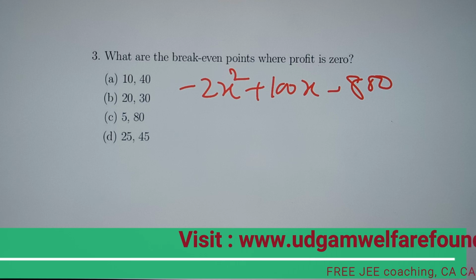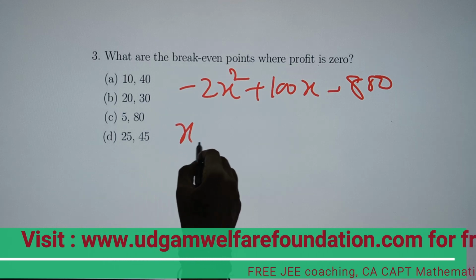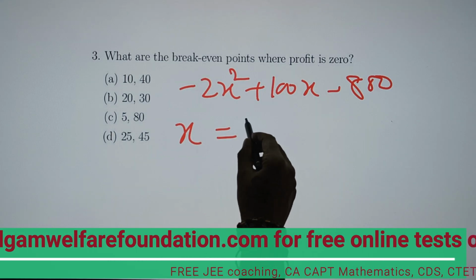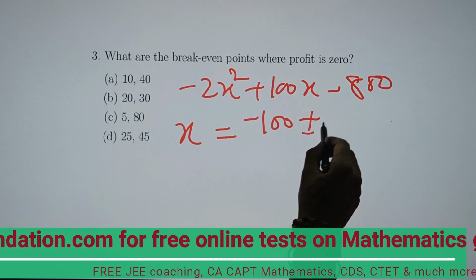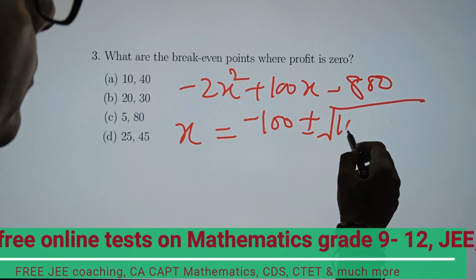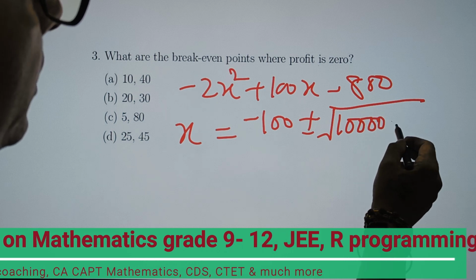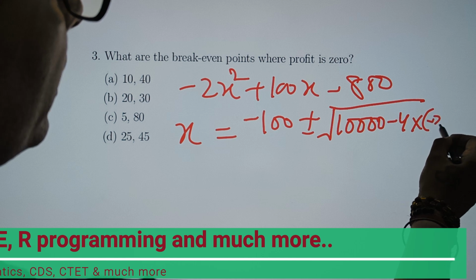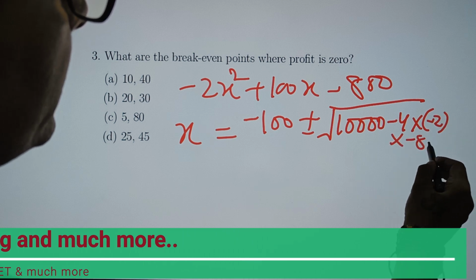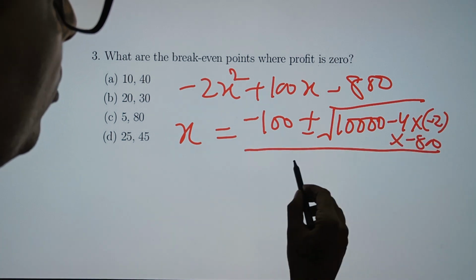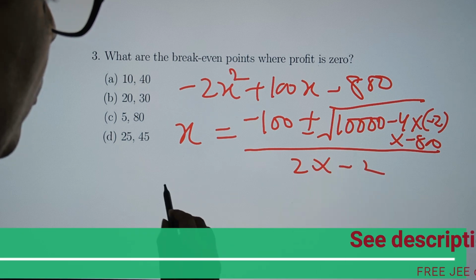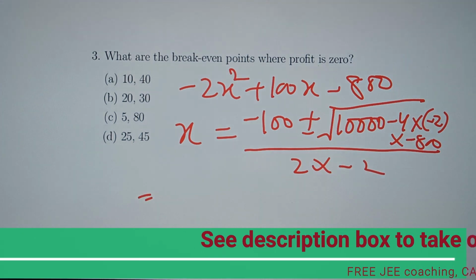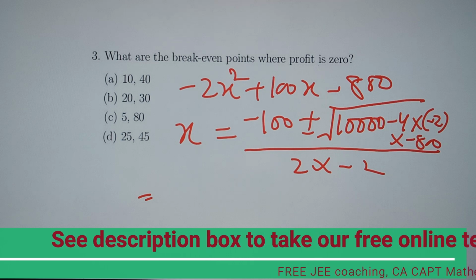Very simple. Now by using quadratic formula we can easily find out, that is x equal to minus b plus minus root over b square, that is 100 square is 10,000 minus 4ac, minus 2 into minus 800, very simple, upon twice of a. So this is going to give you two different roots here.